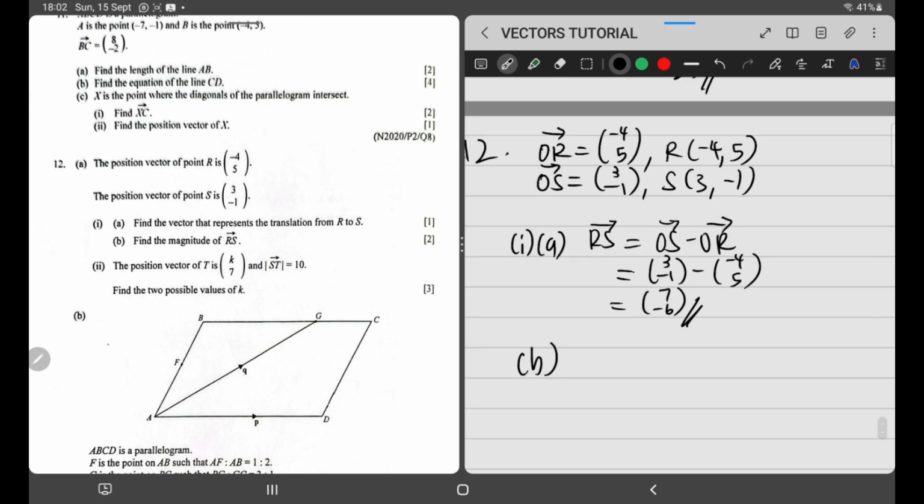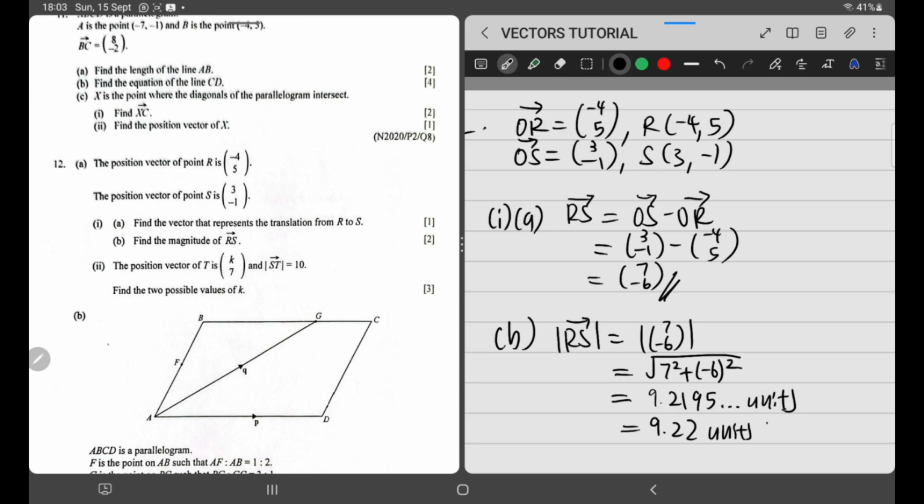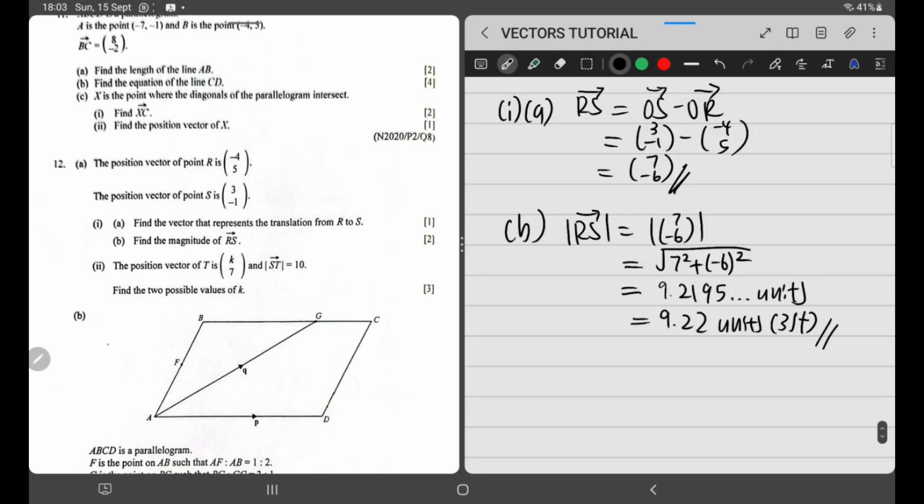Then B, find the magnitude. So they want to find the magnitude of RS. So it's just the magnitude of (7, -6). So you have square root of 7 squared plus 6 squared. You just key this into your calculator, and you get 9.2195... units, which gives you 9.22 units, 3 s.f. Okay, so that's the answer. Next, part II.